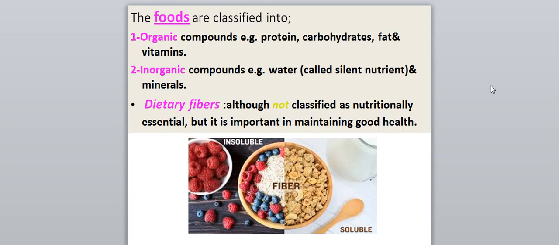The food is classified into organic and inorganic. Organic means protein, carbohydrate, fat, and vitamins. Inorganic, like water, they call it the silent nutrient, and minerals. What about dietary fat? It is not classified as nutritionally essential, but it is important in maintaining good health.